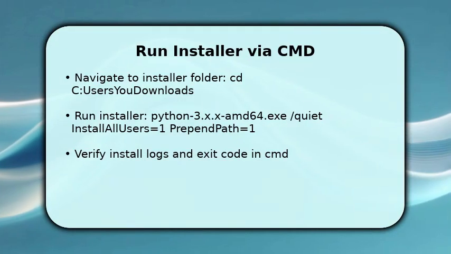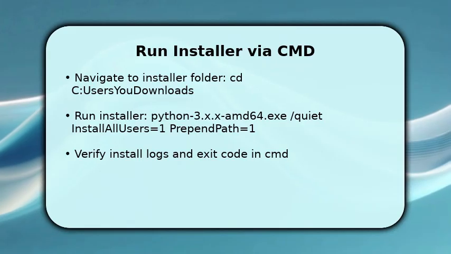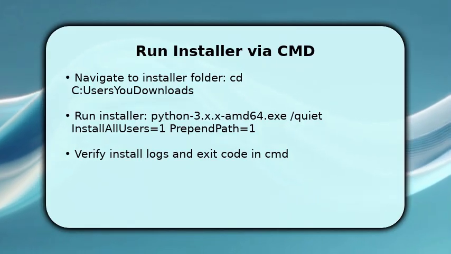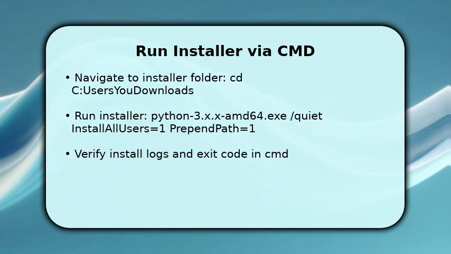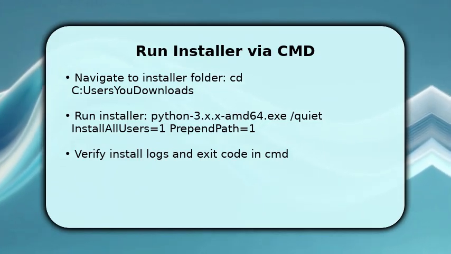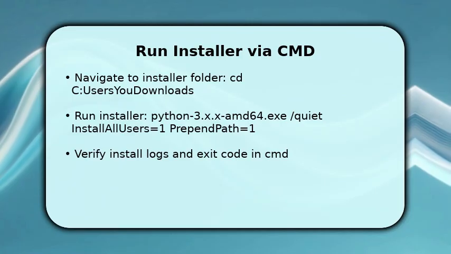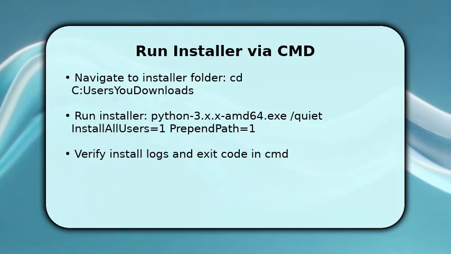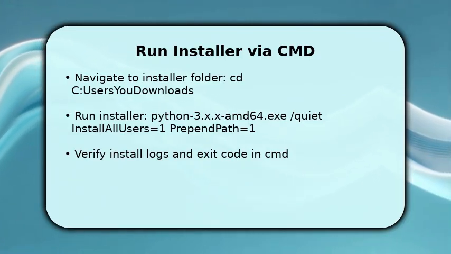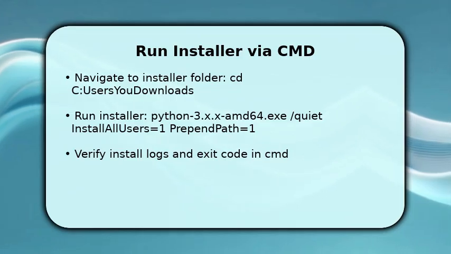For a silent, system-wide install use python-3.x-amd64.exe /quiet InstallAllUsers=1 PrependPath=1 so PATH is updated automatically. If you prefer prompts, omit /quiet and follow the on-screen choices. Use InstallAllUsers=1 when you need a system installation.